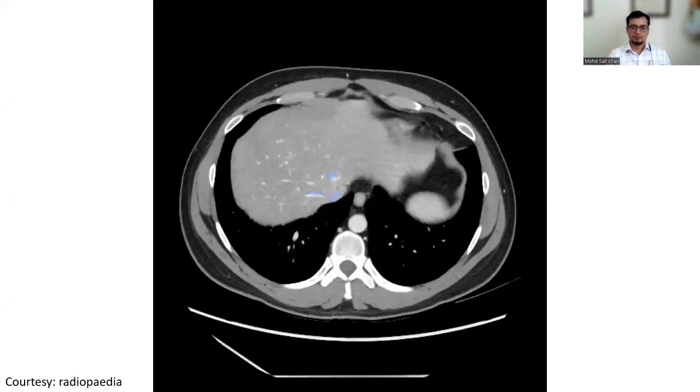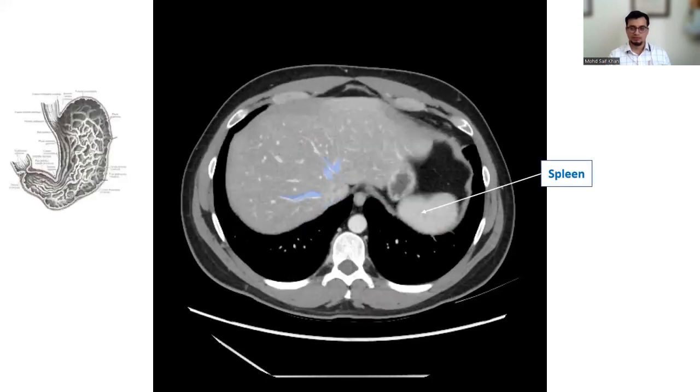Okay, now look at the left side. Now here, the spleen is appearing, which is isodense compared to the liver. You can appreciate here, so this is your spleen. And just anterior to the spleen, another structure is appearing, you can see, which is containing some fluid inside, and that is your fundus of the stomach. Okay, this part is appearing here.